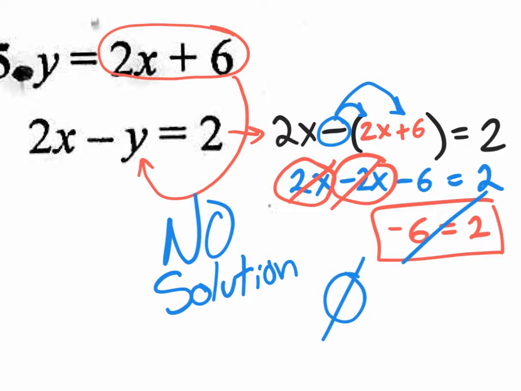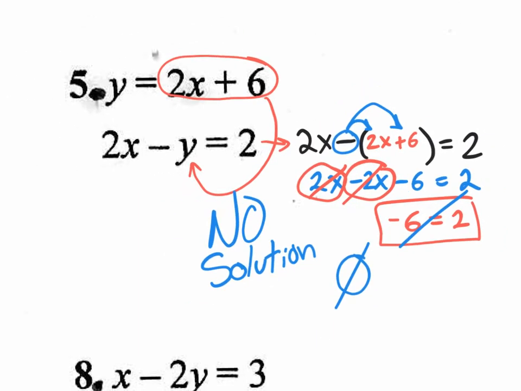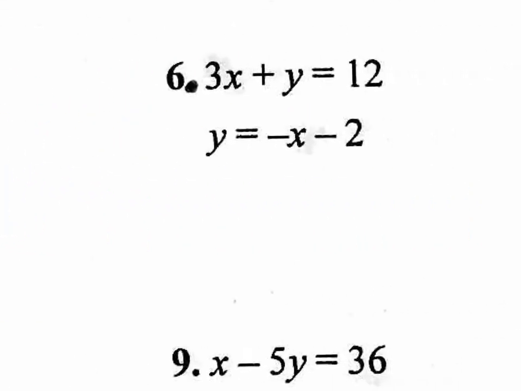What does that mean graphically? If I were to have graphed the system, they'd be parallel. That would not cross. If I asked you to classify it, you would say they're inconsistent. Let's take a look at the next one, number 6.